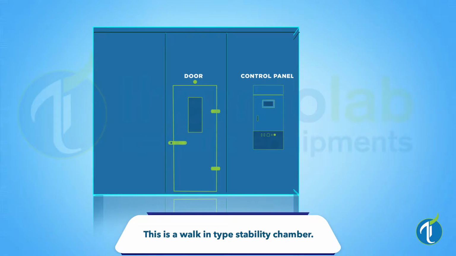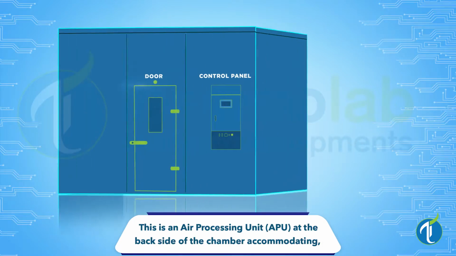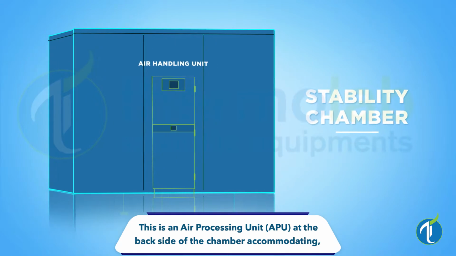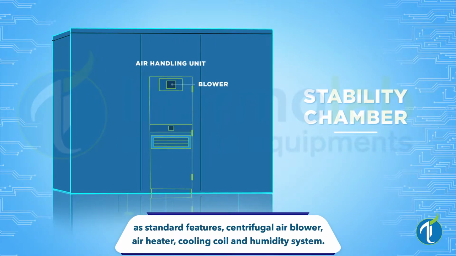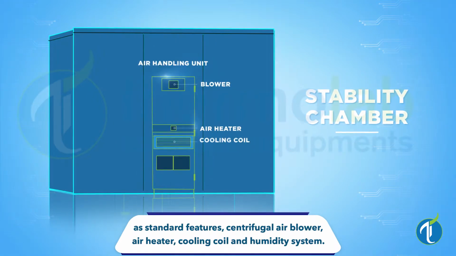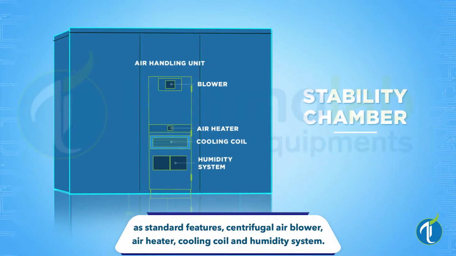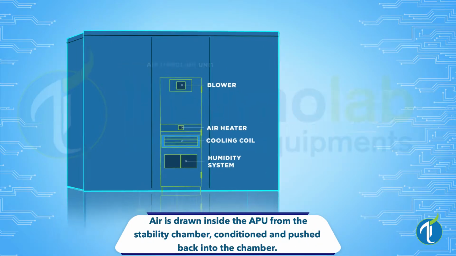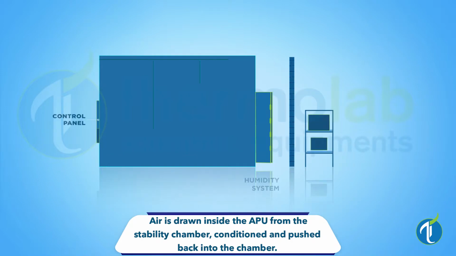Walk-in type stability chamber. This is an air handling unit in the back side of the chamber, consisting of a blower, an air heater, a cooling coil, and a humidity system. The air is sucked inside the conditioning unit, conditioned, and thrown out again.